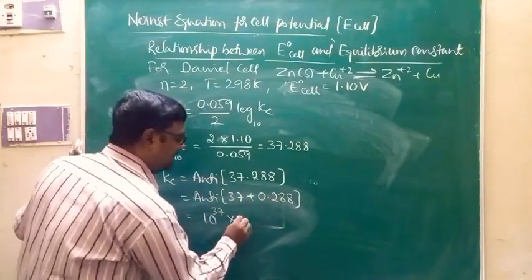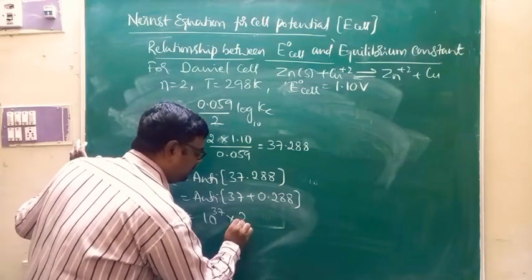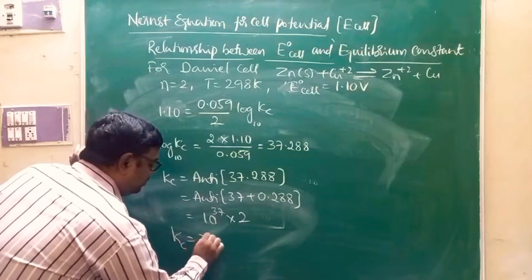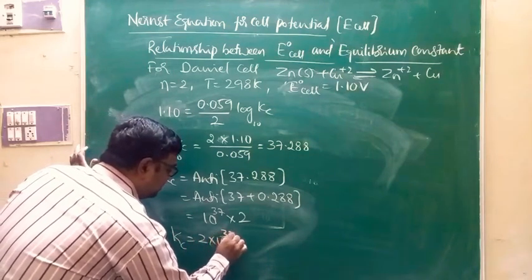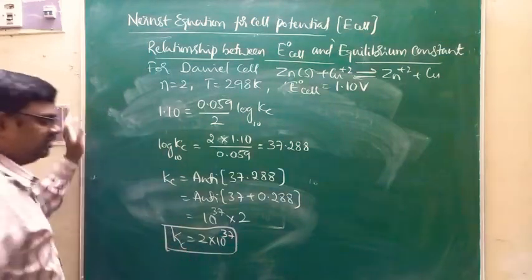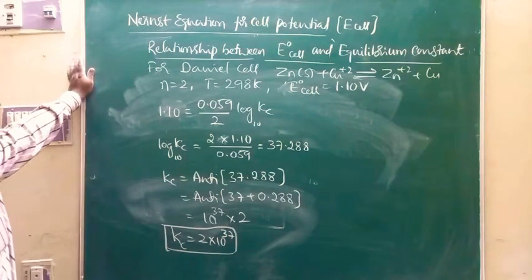Anti-log of 0.28 is approximately equal to 2, and therefore Kc is equal to 2 into 10 to the power of 37. That Kc is equal to what? 2 into 10 to the power of 37 as far as the Daniel cell is concerned.